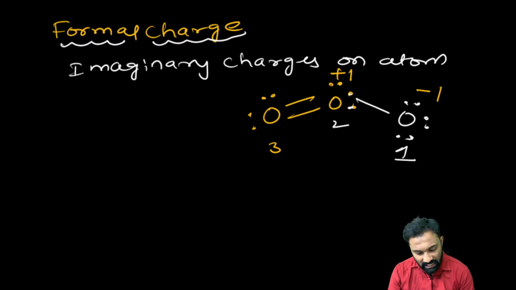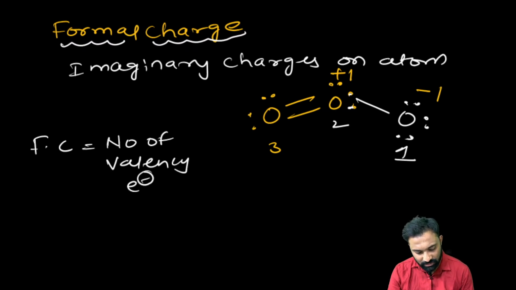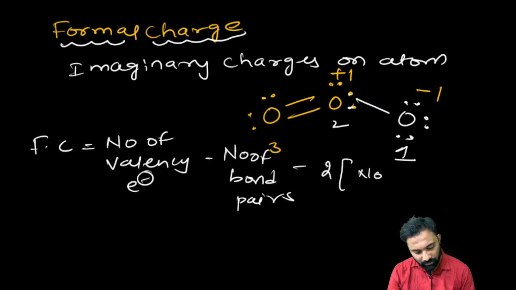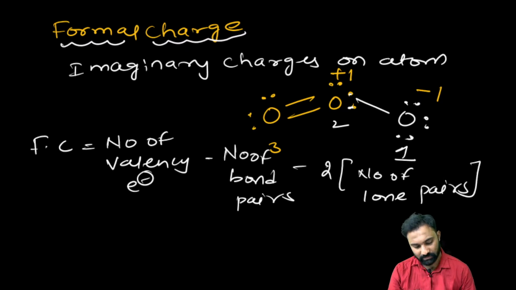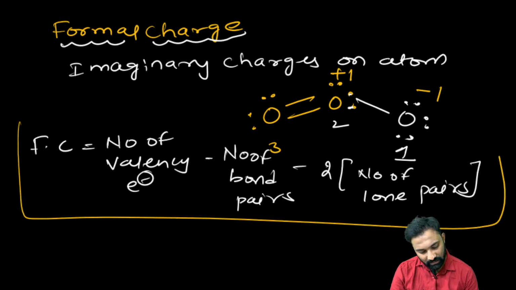Now, to calculate these charges, they have given one formula called the formal charge. What is the formula of the formal charge? Number of valence electrons minus number of bond pairs minus 2 into number of lone pairs. Right? By using this formula, we can calculate the formal charge of any species.